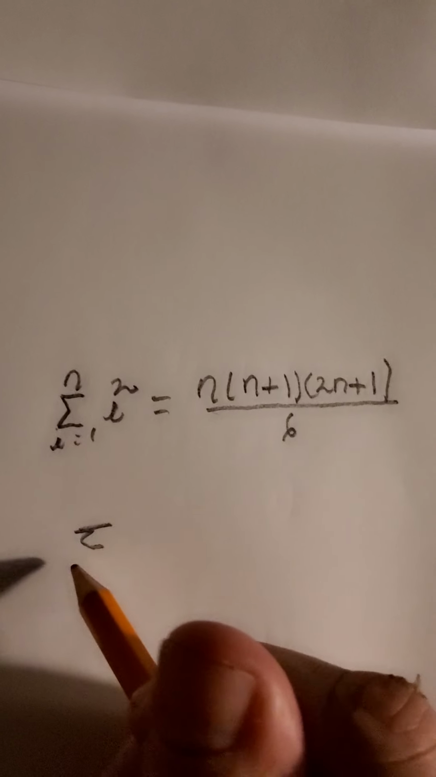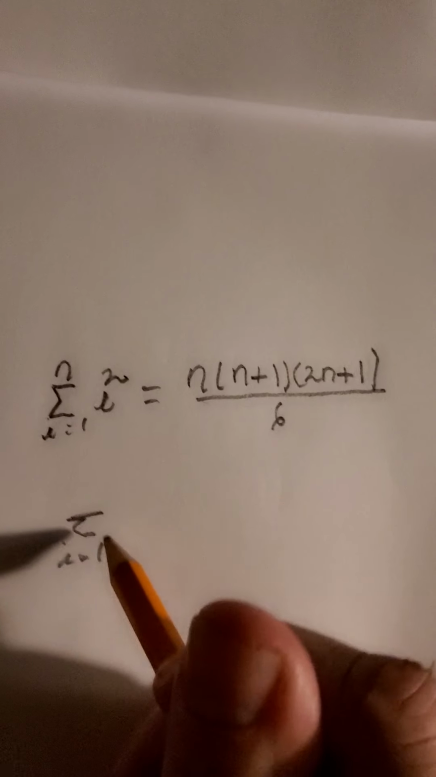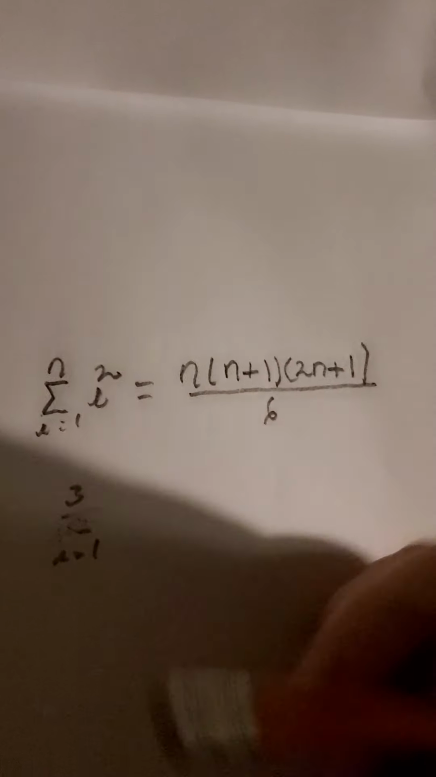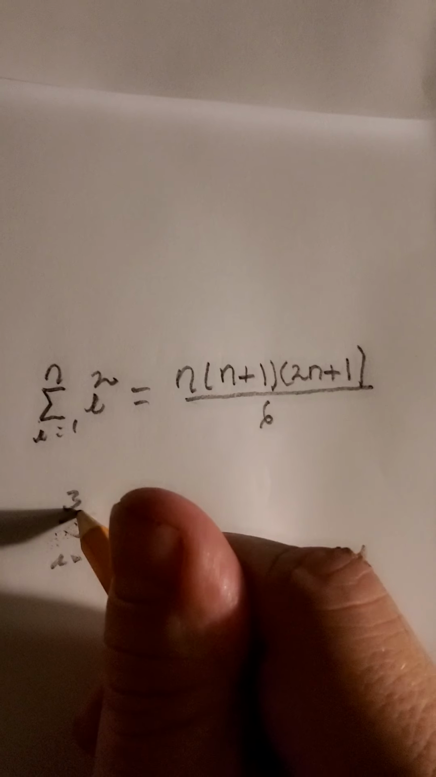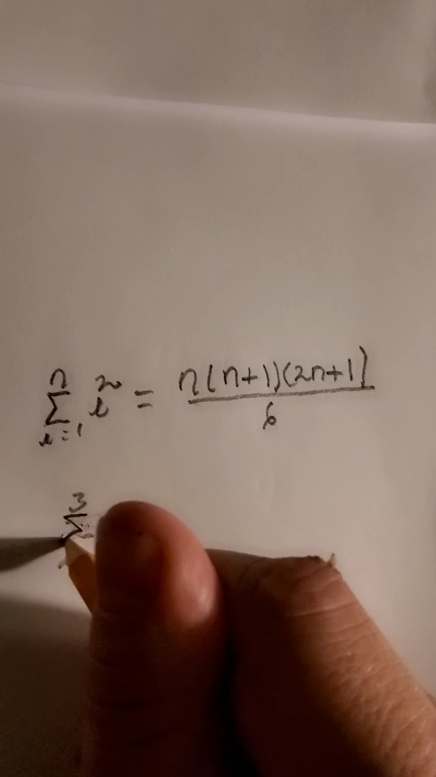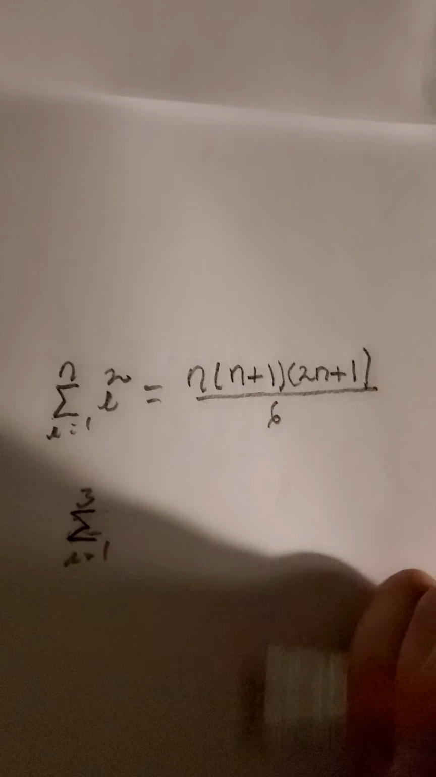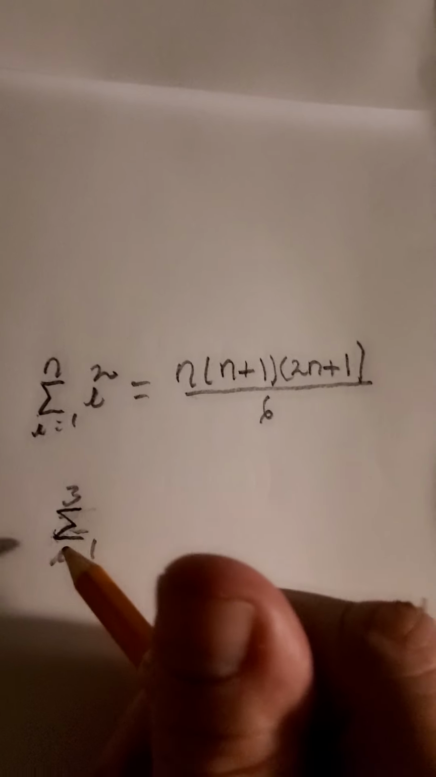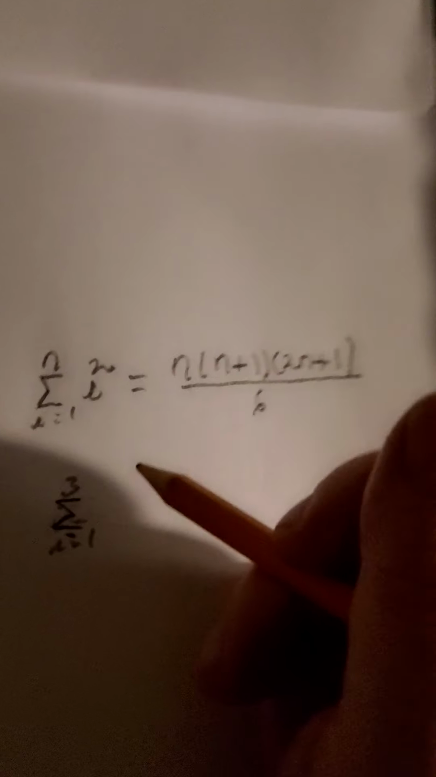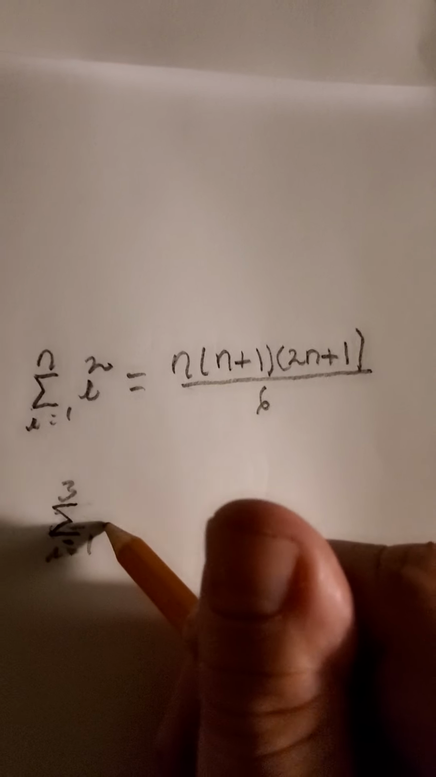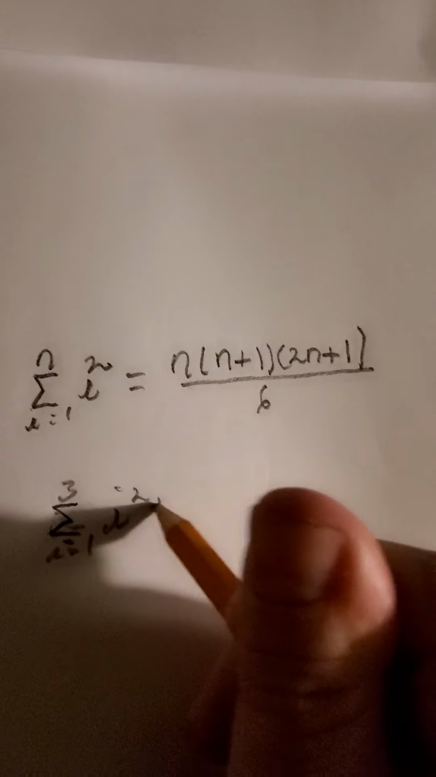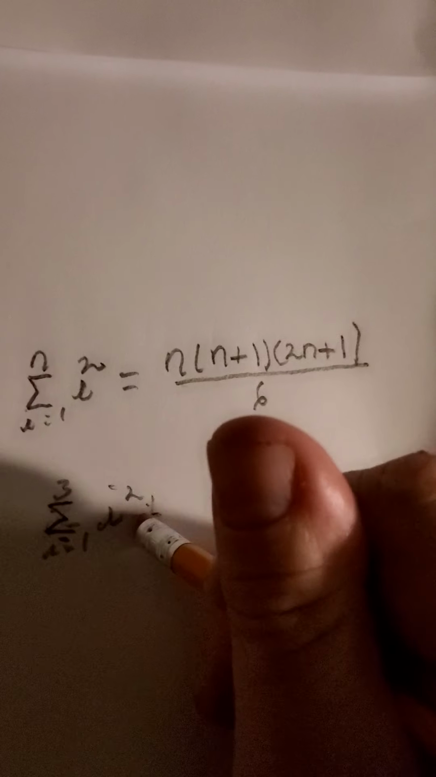Summation as i goes from 1 to 3. I don't like that summation. Let me make that neater. There we go. That looks a lot better. Okay, the summation as i goes from 1, excuse me, to 3 of i squared. What's that going to equal?